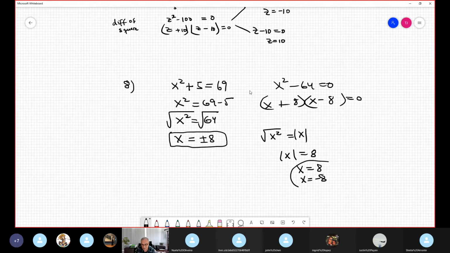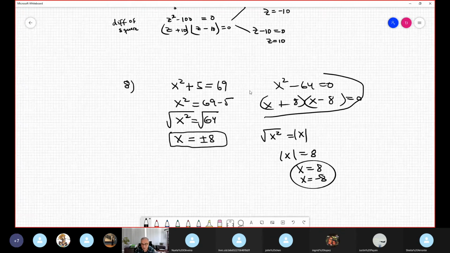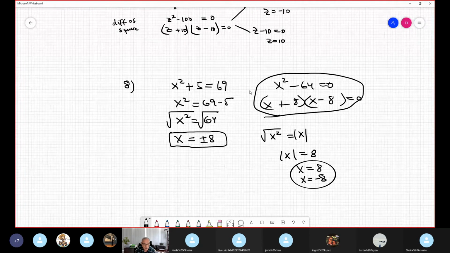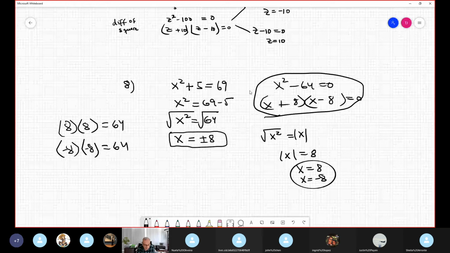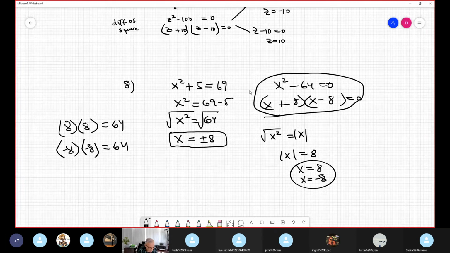But don't worry for this and for that. Automatically, everyone in the world considers that the square root of a number gives two solutions. The reason is clear. 8 times 8 is 64, and negative 8 times negative 8 is 64, positive. Therefore, when you compute the square root of any number, we have two solutions, one positive and one negative. That's it. One more example, number 9.